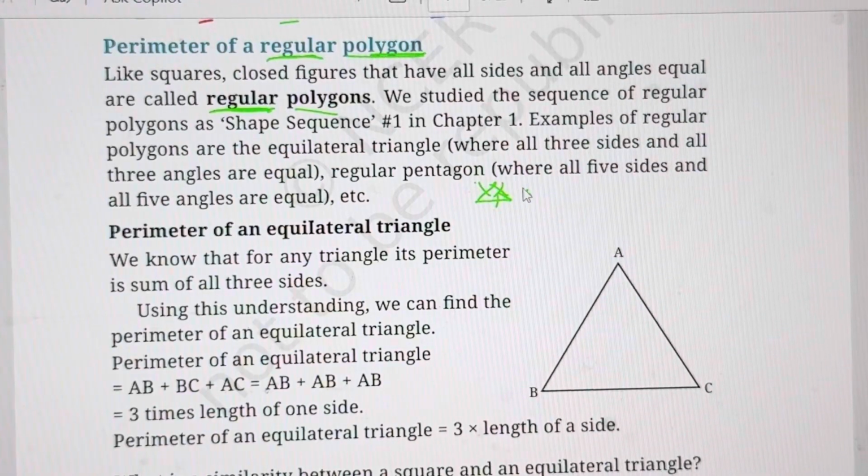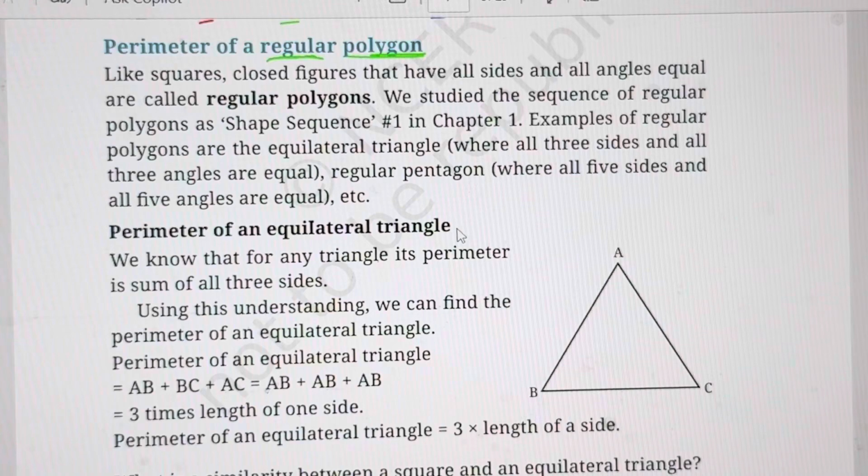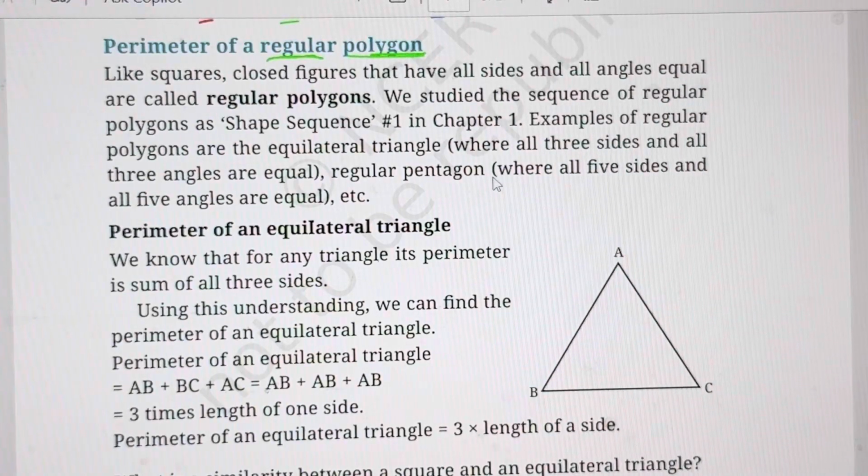Like for triangle, it is the equilateral triangle, right? Equilateral triangle has all the sides equal and it's a polygon. The smallest polygon is the equilateral triangle, a regular polygon. Okay. So if any polygon is given like a quadrilateral, the regular quadrilateral is a square, with all sides and all angles equal, right?